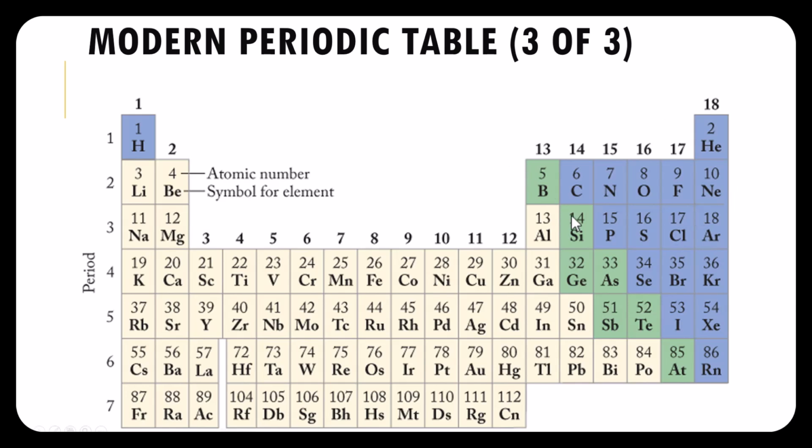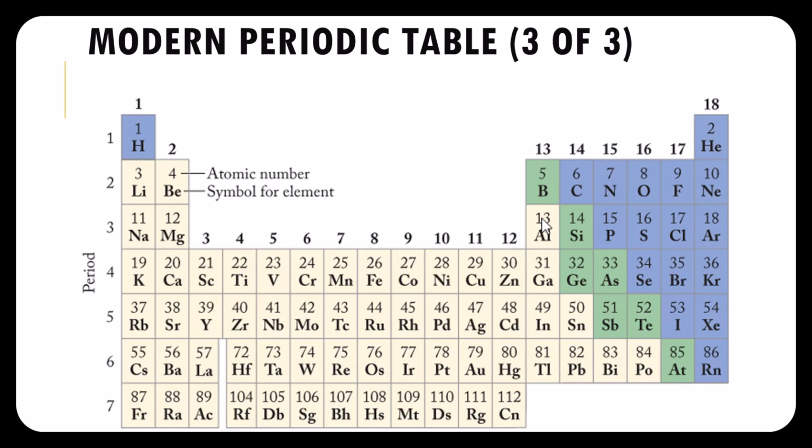And then we've got this kind of stair step going down. These would be our metalloids. Metalloids are kind of the transition from metal to non-metal. They conduct electricity, just not as well. They conduct heat, just not as efficiently. So they are just that transition from the metal to the non-metal.